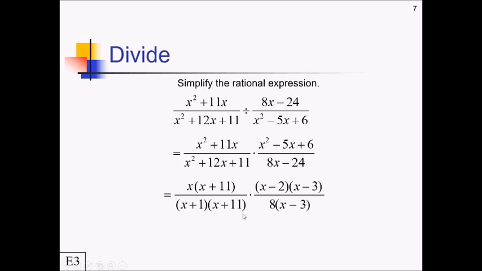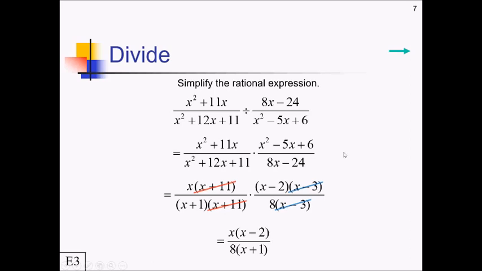All right, here's the fun part where we get to cross stuff off. These x plus 11s can cancel, and we didn't even need to cross cancel. I mean, these are in the same fraction. And over here, these x minus 3s can also go away. So what are we left with? In the numerator, we have x times x minus 2. And in the denominator, we still have an 8 and also this x plus 1. And that's as simplified as it's going to get.